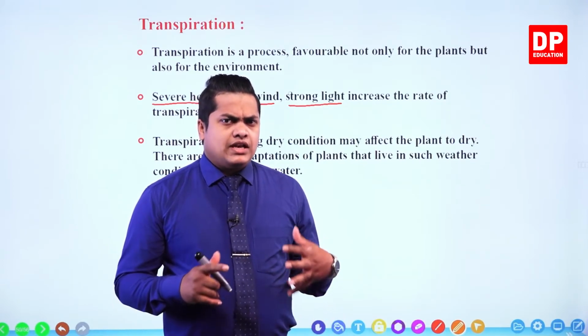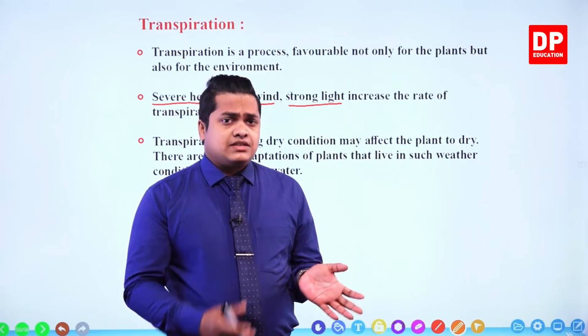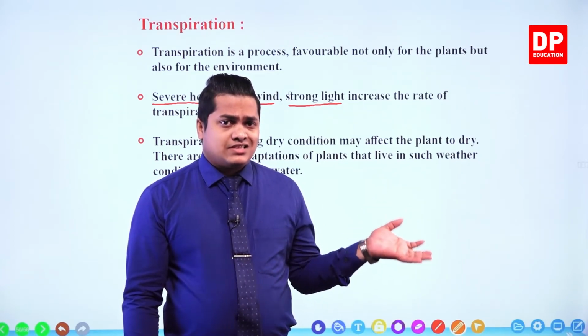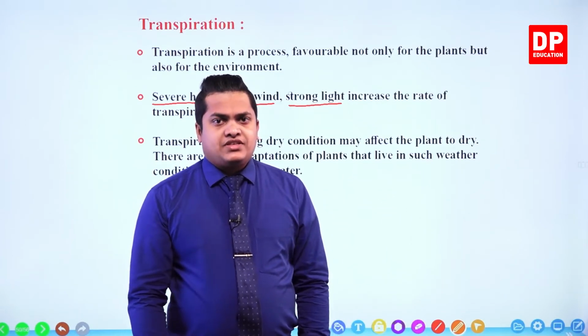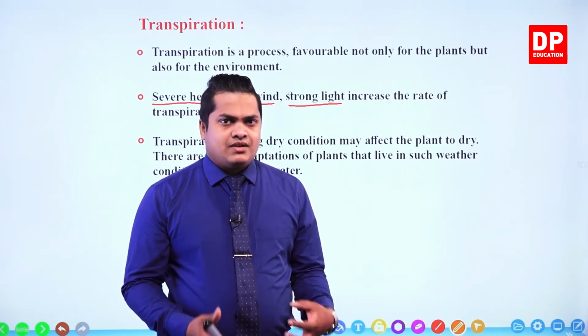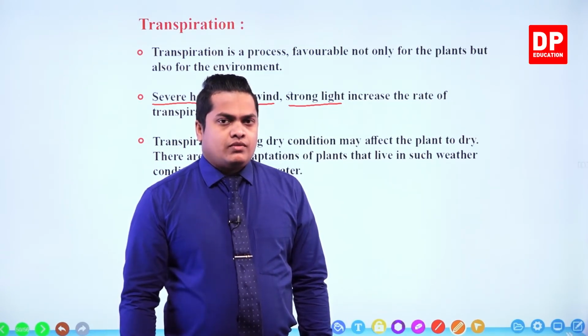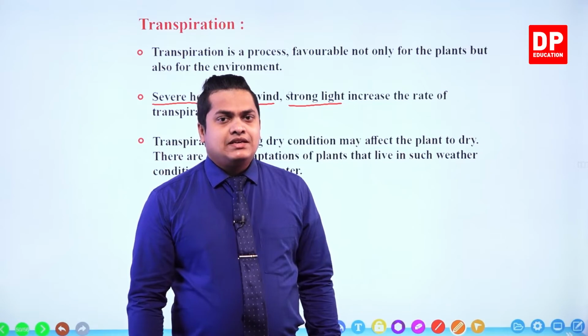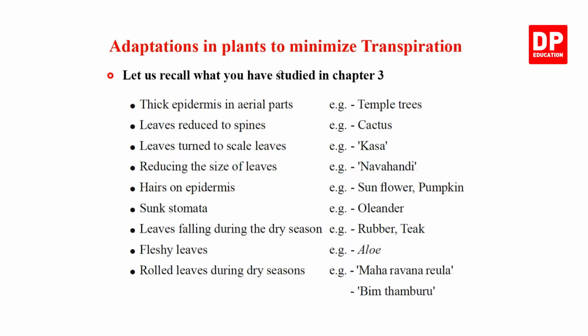These things are already learned in the previous lesson, my dear children. Previous lesson means lesson number 3. Under the third lesson, when we were discussing the diversity of plants, we discussed these things. But now I am going to once again remind you. So let's see what adaptations are possessed by plants in order to minimize transpiration.